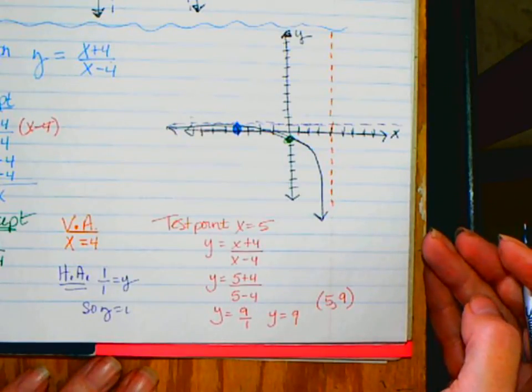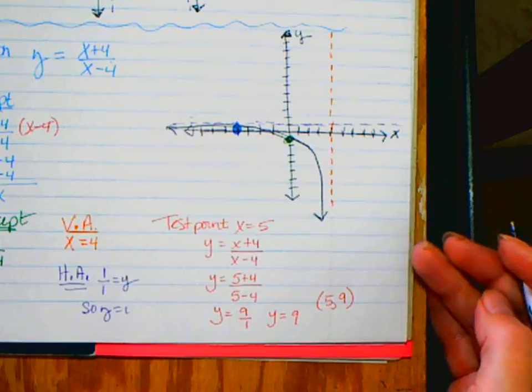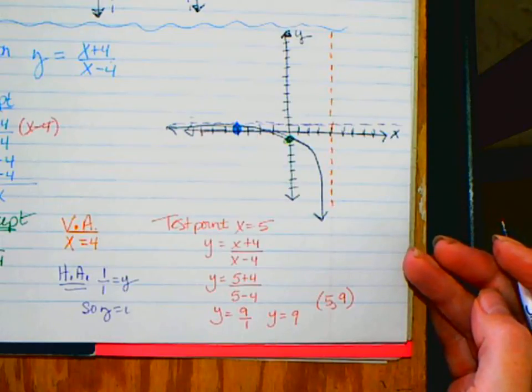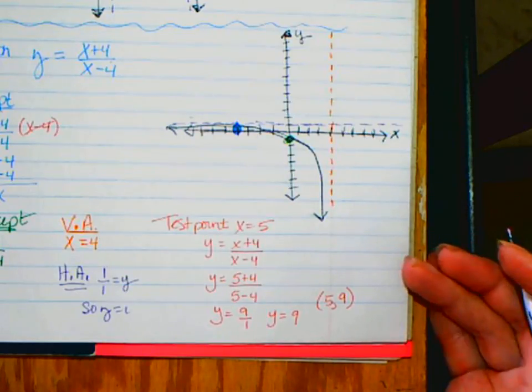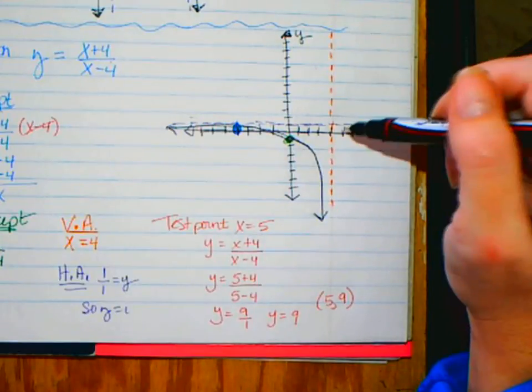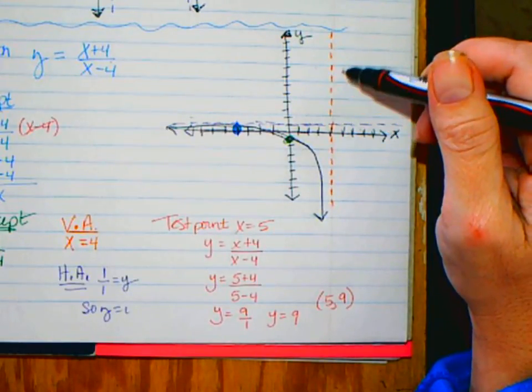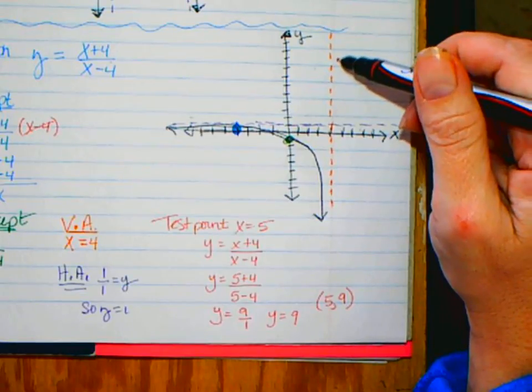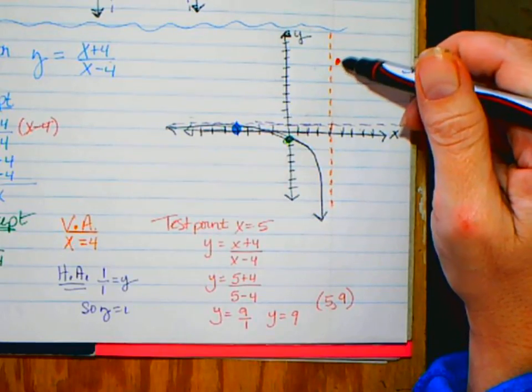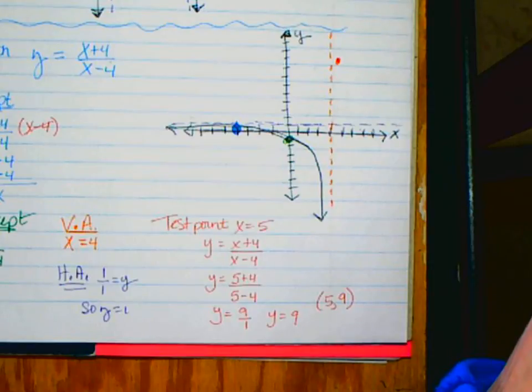Comma 9. So you can find more points if you want, but that tells us what region we're going to be in. When x is 5, y is 1, 2, 3, 4, 5, 6, 7, 8, 9. It's kind of hard to tell without graph paper, but I think about right there. You want to plug in a 6, cool. You want to plug in a 7, cool.